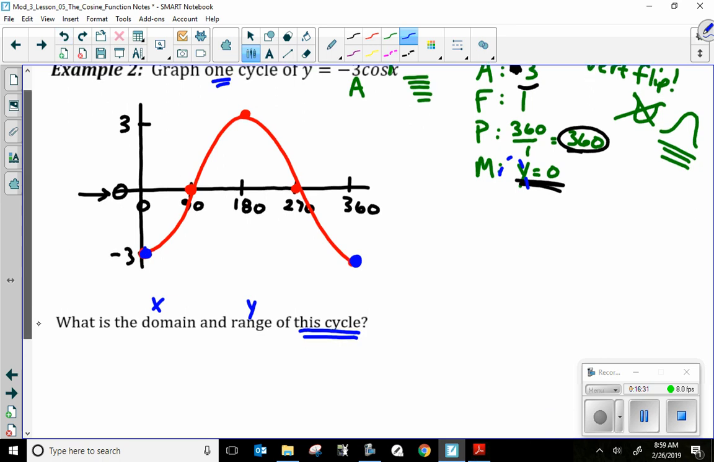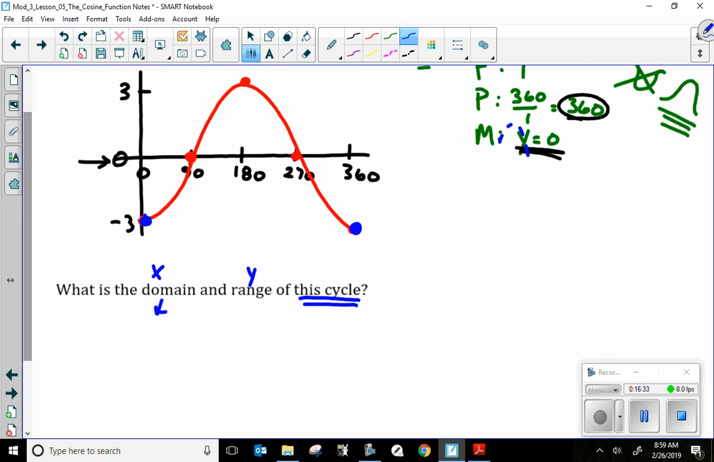So my domain is going to be from 0 to 360 degrees inclusive, which means I have filled-in dots there. There are no empty holes. I want to include 0 and 360 in my domain. My range, that's the ups and downs, goes as high as +3 and as low as -3. So it goes from -3 to 3 inclusive, which means it does include those values. It's not just less than 3 and more than -3, it is less than or equal to, or more than or equal to.